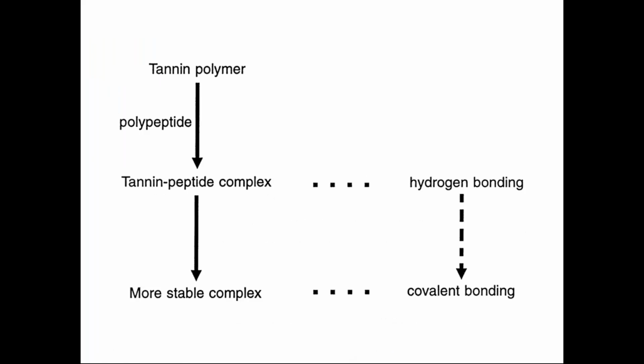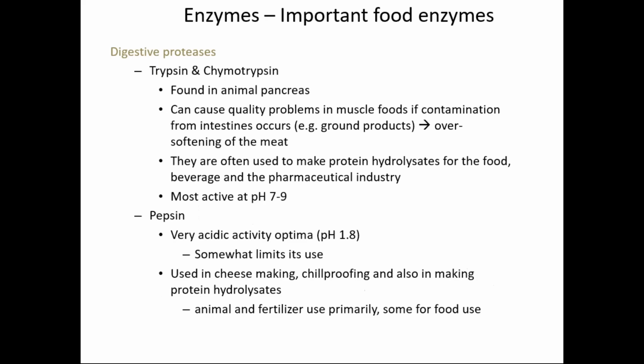And so the papain is also used to break down the tannin peptide complexes in certain juices, because it can break the bond between the tannin and the peptide.